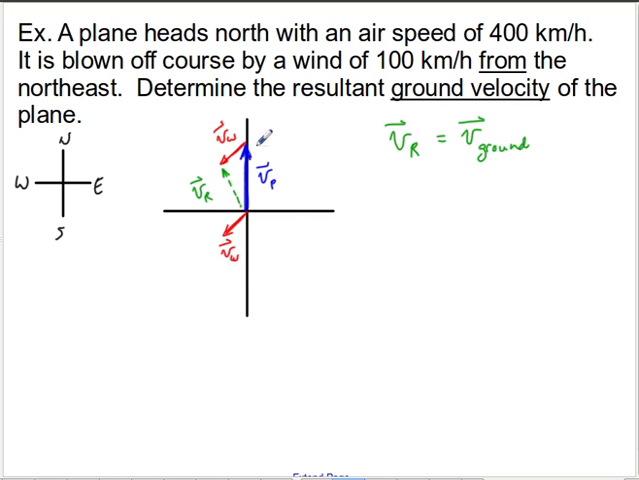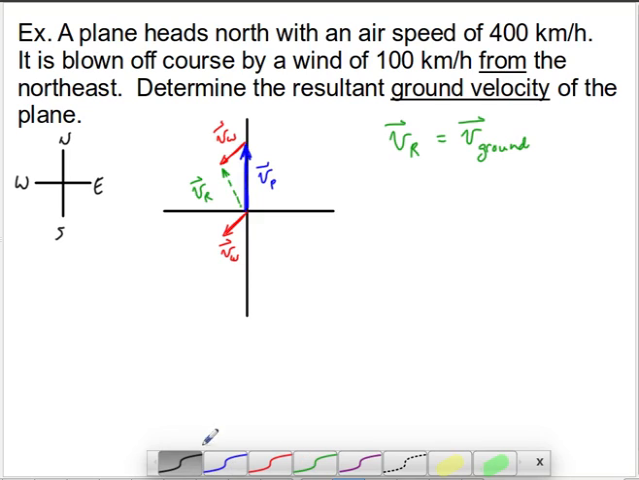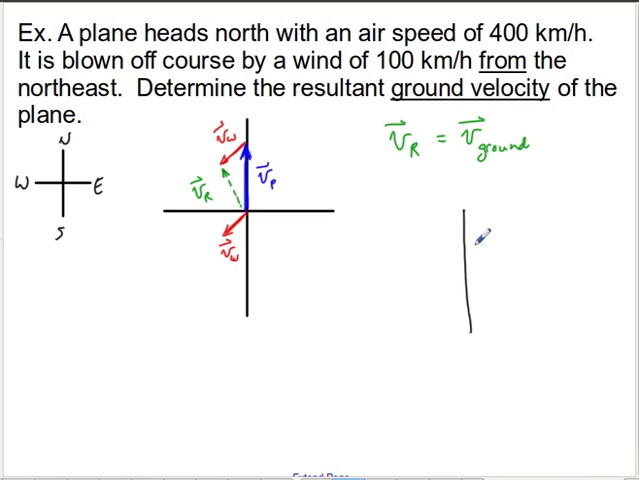What we have here is actually just a simple triangle. So I'm going to draw yet another diagram. You don't have to go through all of these different layers of diagrams. So we have 400, which is the speed of the plane itself as given. We have 100, which is the speed of the air. And then over here we have what we're trying to solve for.